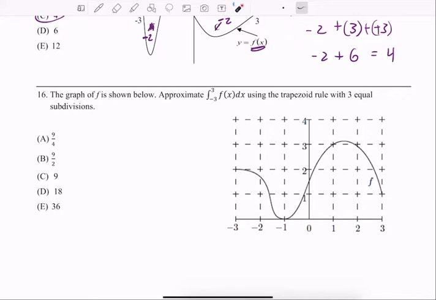Yay! Last one. Okay, the graph of f is shown below. Here's f. I like to label line graphs. Whenever I get graphs, I like to label them. Approximate this using the trapezoid rule with 3 equal subdivisions.